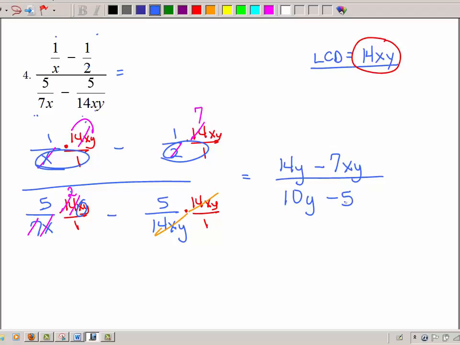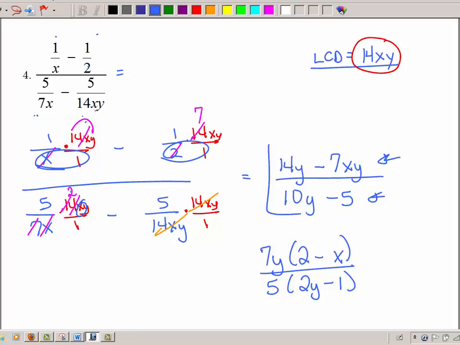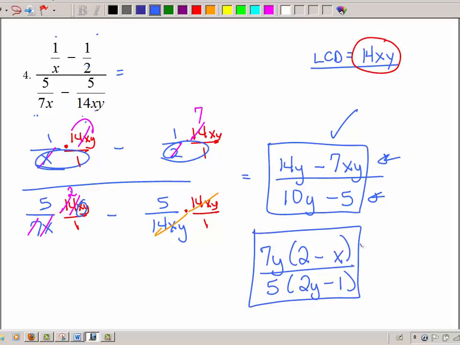Am I done? Well, I don't know. Can I reduce that? Well, I see some GCF, so I'm just going to factor and see if I can maybe reduce. So what do I have here? I have a GCF of 7y, and that would leave me 2 minus x. On the bottom I have a GCF of 5, and that would leave me 2y minus 1. Even though I could factor it, there's no common factors. So again, I could have left this as my answer, but I really had to check it out, so that's also a correct answer.